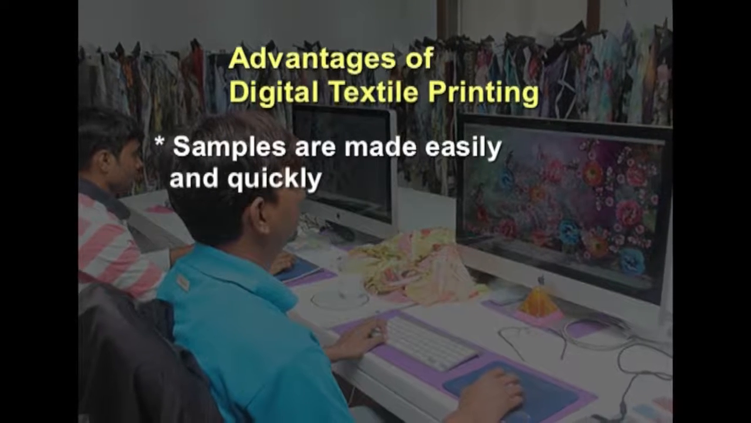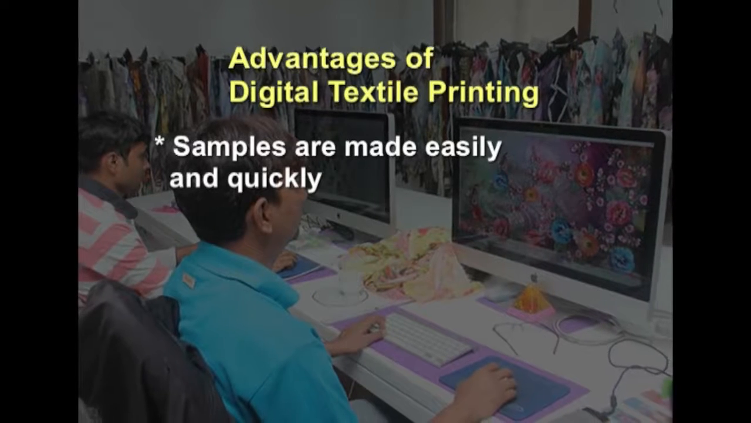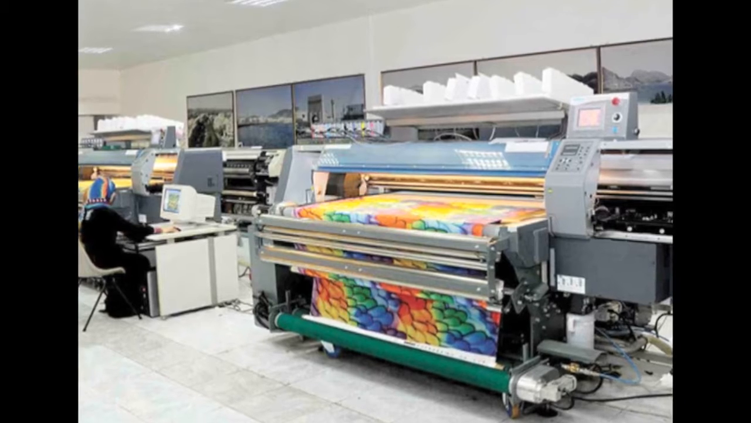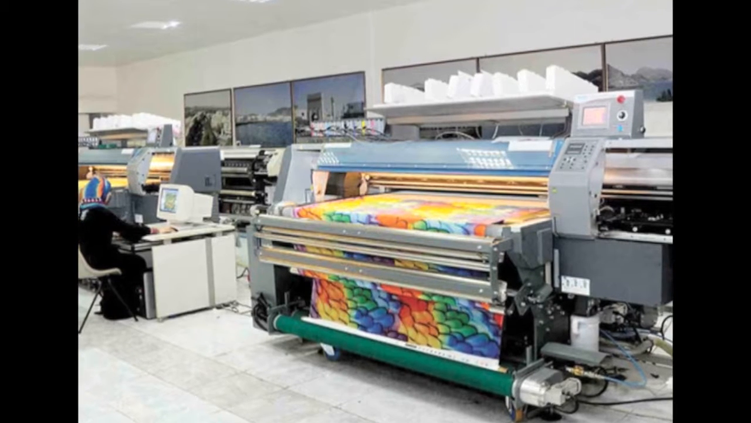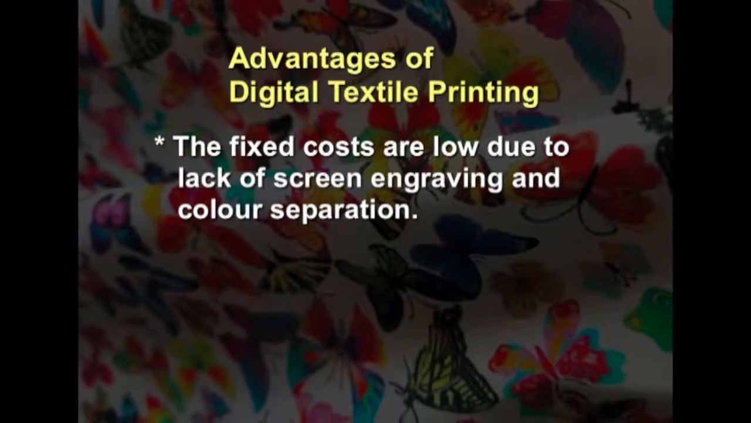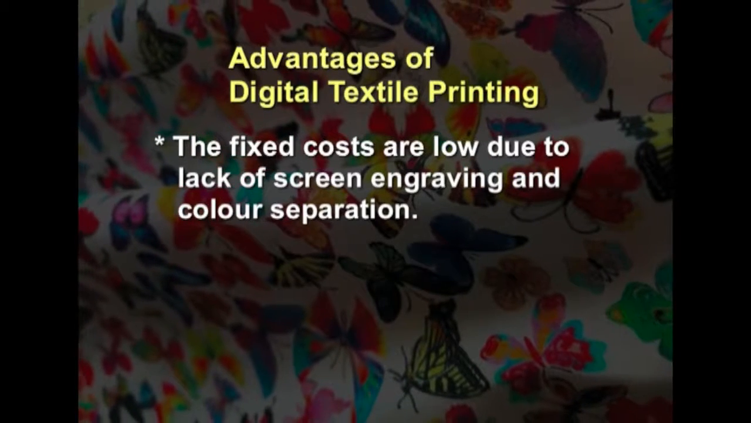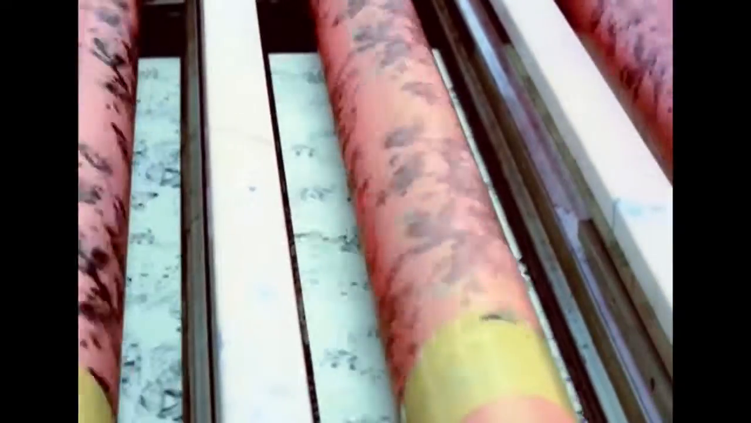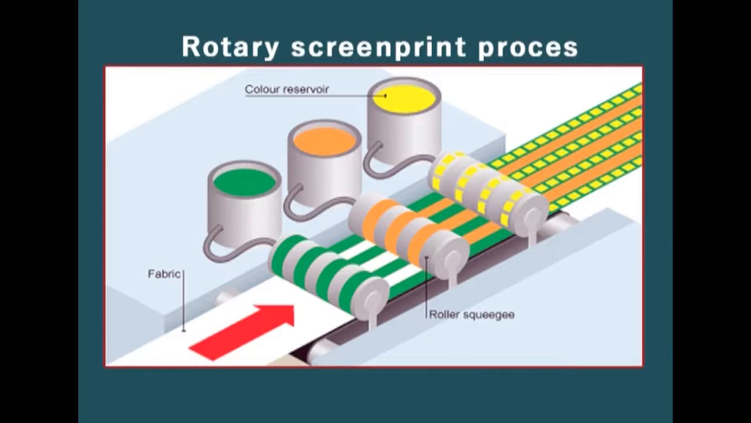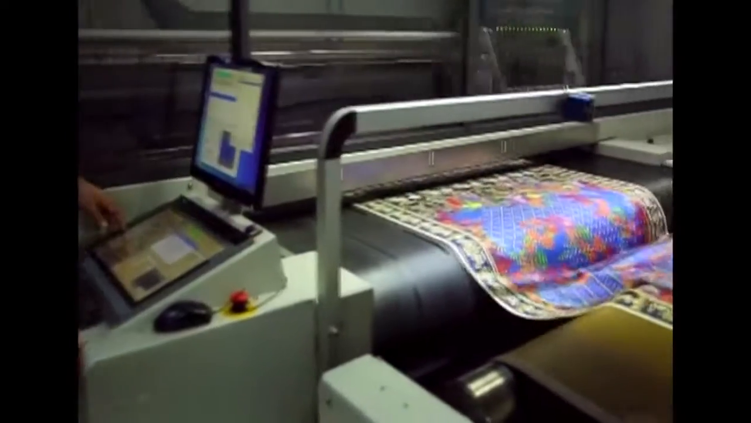Samples are made easily and quickly, as there is no need to make screens and print samples. Therefore, the cost of sampling is also low when compared to rotary screen printing or even automatic screen printing. The fixed costs are low due to the lack of screen engraving and color separation. Otherwise, the costs are too high in rotary screen printing and screen printing, because the screens have to be made and even the cylinders have to be made independently for each color. In this case there is no need of making any cylinders or screens, and time is also saved.